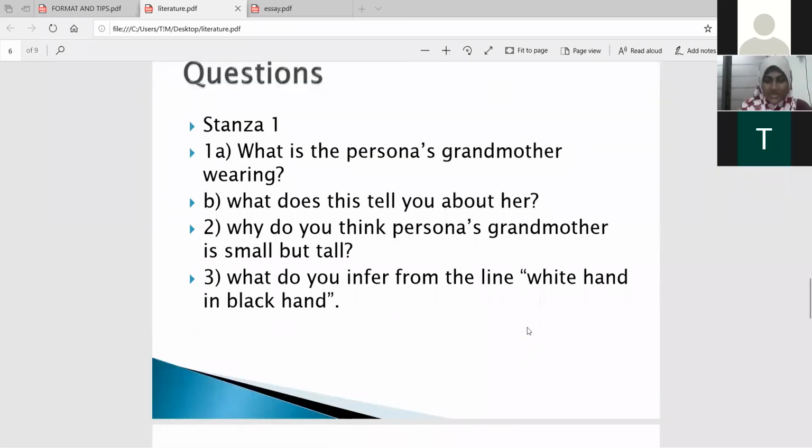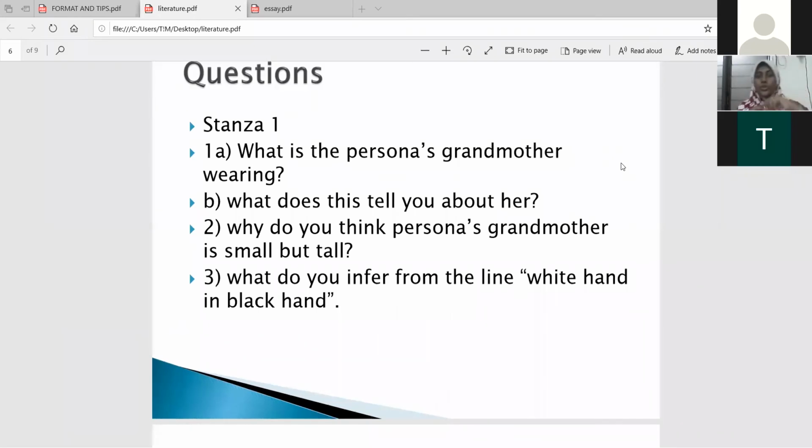Okay, I can say she wears a little skirt and shoes. Is it correct? Right. Yes, but not very accurate. You have three things to mention in question one. When the question asks what the persona's grandmother is wearing, she wears a white broderie anglaise shirt, okay, a pleated skirt and flat shoes. Only if you answer all three, you will get 1 mark.